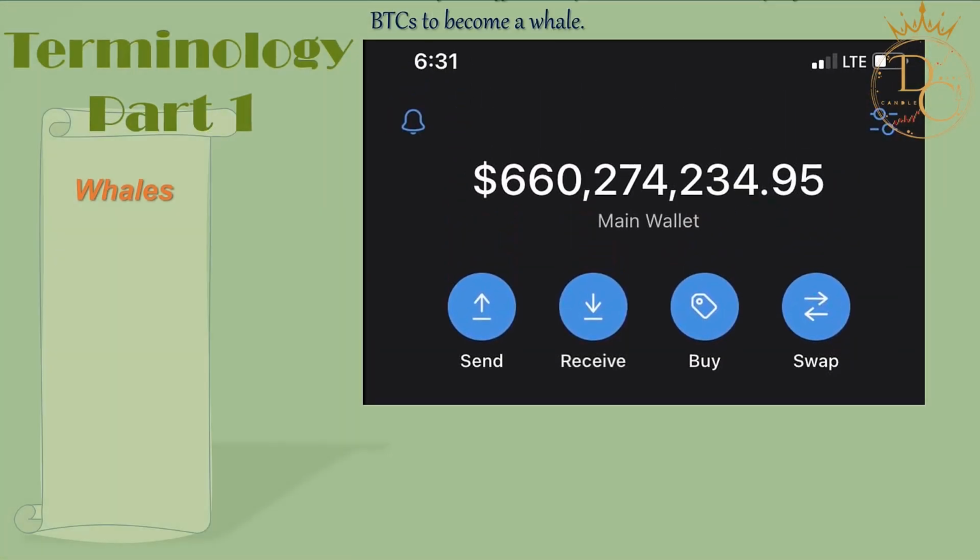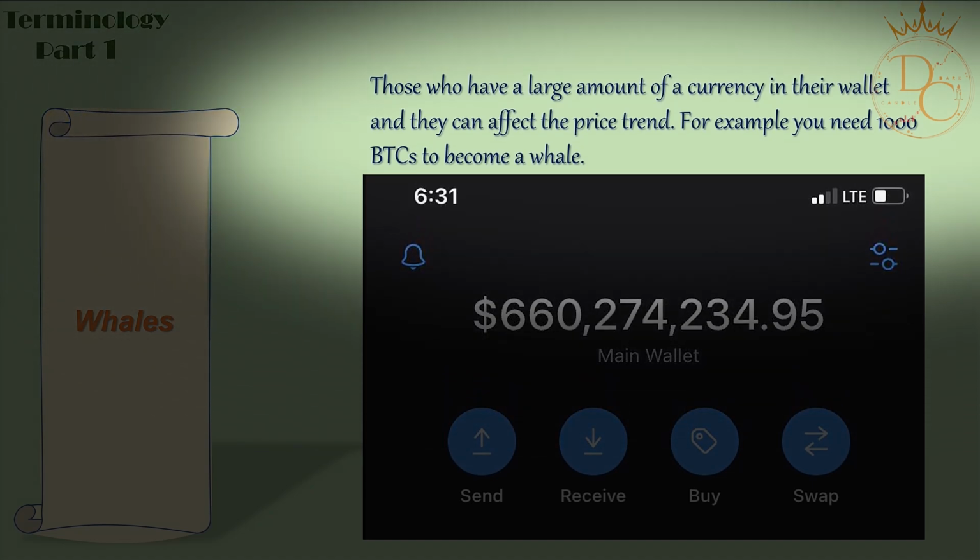The first word is whales. Whales are those who have a large amount of currency in their wallet and they can affect the price trend. For example, you need 1,000 bitcoins to become a whale.